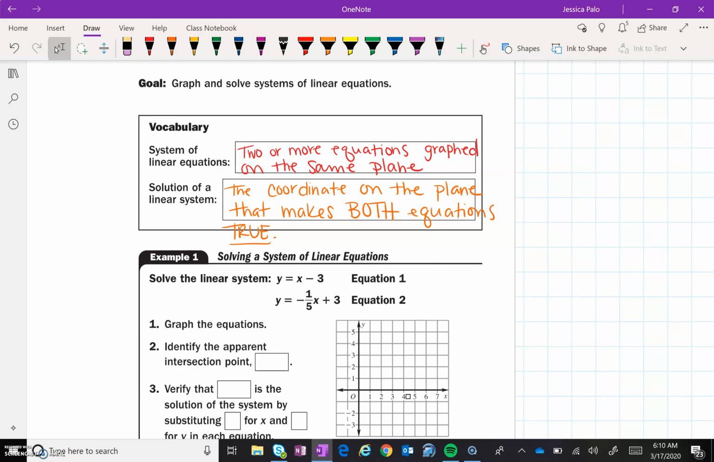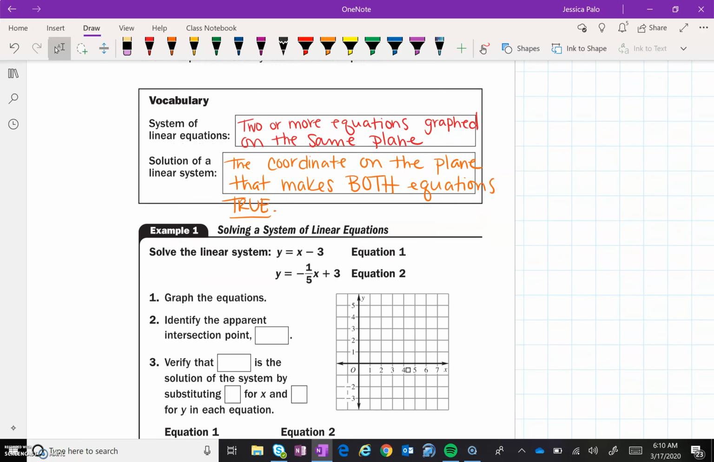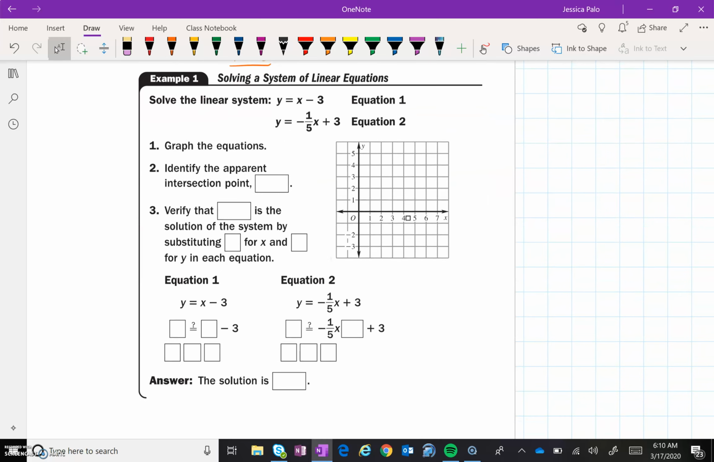The goal of today's lesson is to graph and solve systems of linear equations. We have two vocabulary words, system of linear equations and solution of a linear system. A system of linear equations is simply two or more equations being graphed on the same plane. The solution of a linear system is the coordinate on the plane that makes both of the equations true. So we're going to see in example 1 how to identify the solution of a linear system.